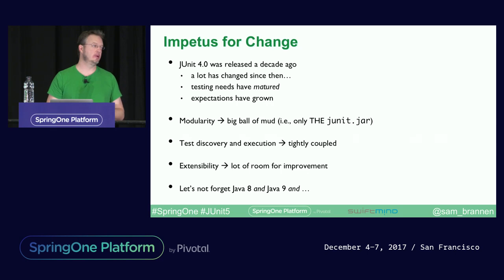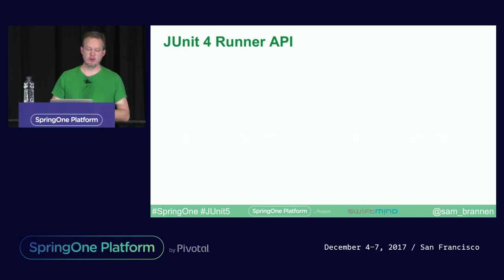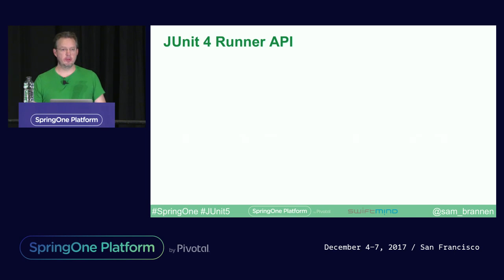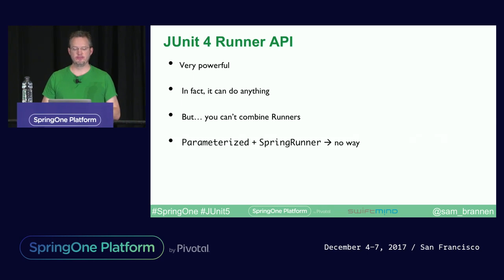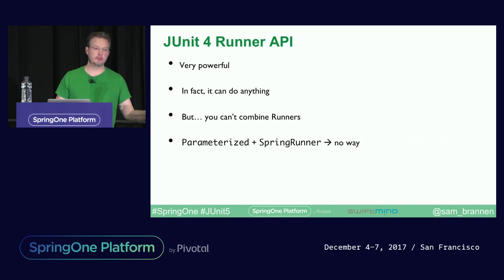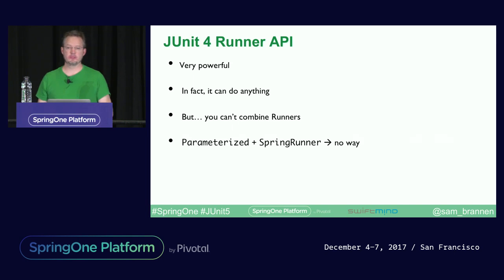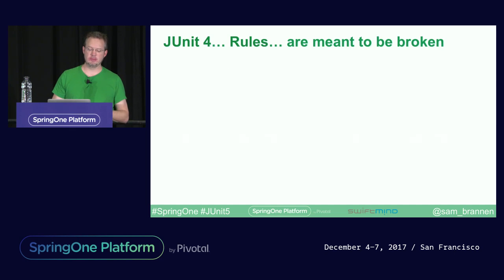And let's not forget about versions of Java, right? Java 8, Java 9, 10, 11, everything coming up. JUnit 4 is still based on Java 5. In JUnit 4, there's the runner API you might be familiar with if you've ever used Spring's testing support, the Spring runner. That's very powerful. In fact, it can do anything, but you can't combine runners. It's just not possible. For example, if you ever wanted to use the parameterized runner from JUnit 4 and the Spring runner from Spring, it wasn't possible to use them at the same time.